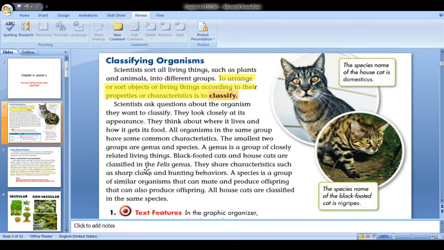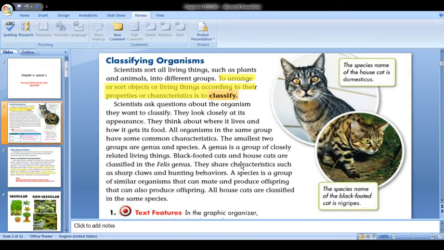What do they have? They have sharp claws and hunting behavior. So what did scientists do? They made a group called genus, and this group, genus, has sharp claws and hunting behavior. So they tried to find what animals in this group were. They were cats.